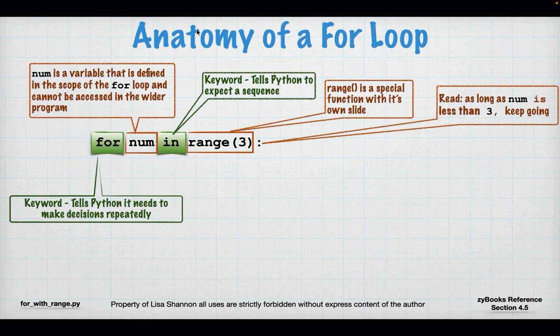So I have the word for. For tells Python it is going to be making decisions repeatedly. A for loop does not have a sentinel value. A for loop uses a variable that you define in the same statement as the for loop, and then it has a range, a collection that you're going to loop over. So you're not going to get a lot of input that's changing the outcome of the loop.